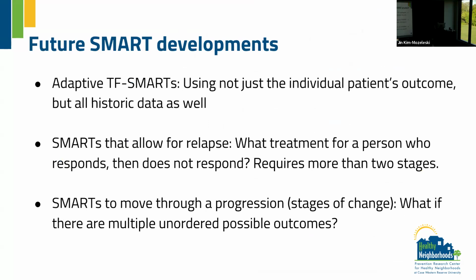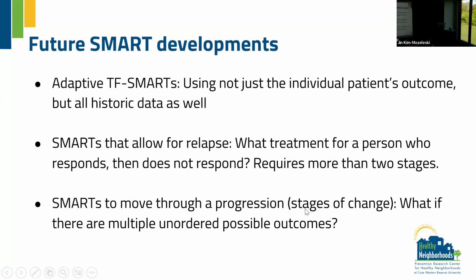Very quickly, I wanted to talk about some SMART developments that I'm interested in doing. One is exactly what we talked about: SMARTs that allow for relapse, meaning treatments for a person who responds and then does not respond. But this requires more than two stages, because you have to have the response, non-response, and then another treatment stage after that. So it would have to be longer and more intensive, especially on the researcher side.